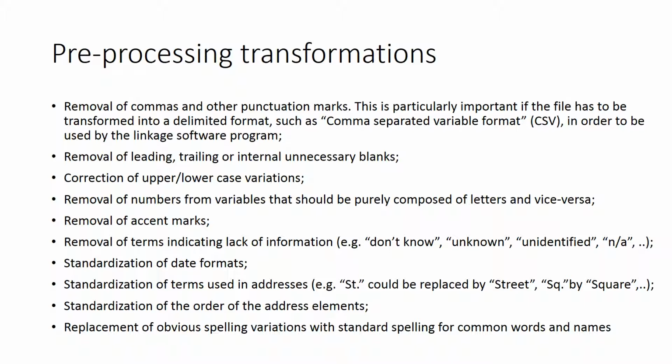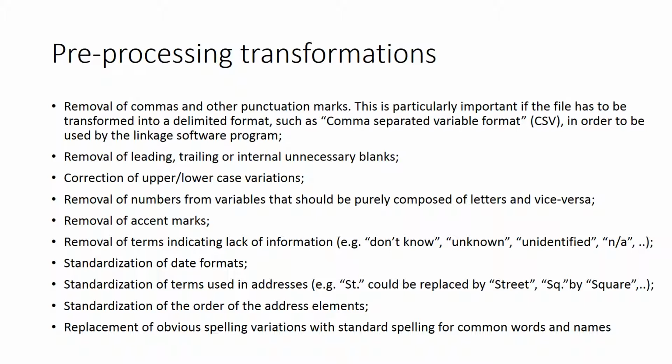Correction of upper and lowercase variations. One table might include names all written in capitals, while in others only the first letter might be capitalized. So transforming all of the entries to all capitals or all lowercase might improve linkage. Removal of numbers from variables that should be purely composed of letters and vice versa. So do a check on whether you have a numeric field or a date field and it does not contain any characters other than the digits or letters it's supposed to contain.